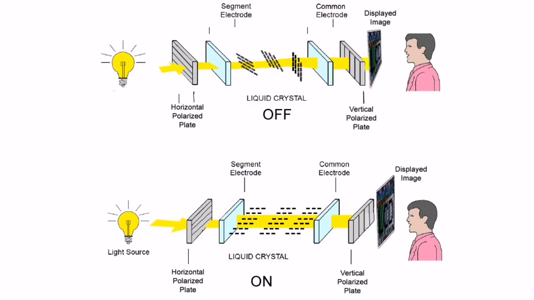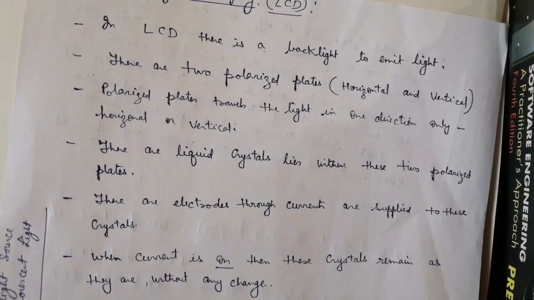It produces black colors only. So in such a way, by turning on and off the electrodes, we can produce the images, colorful images also, and we can produce the black color also in LCD. That is how it works.